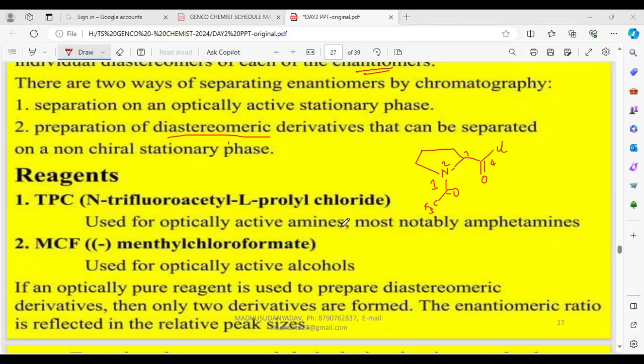It is TPC as a reagent in chiral derivatization. For which type of molecules is it used for optical activity analysis? Most notably amphetamines.